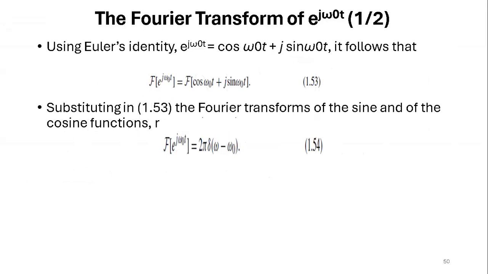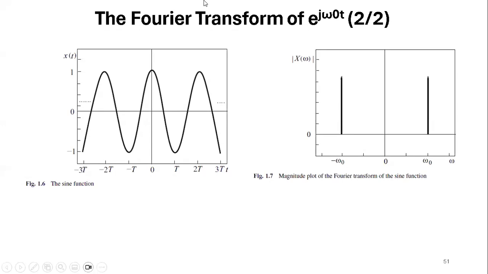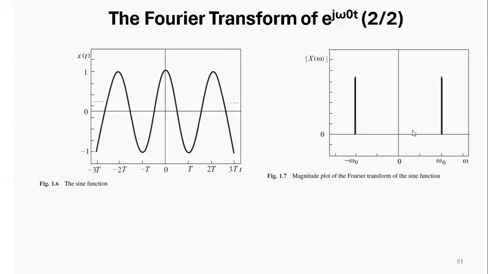We use the identity e to the j omega naught t is cos omega naught t plus j sin omega naught t. Substituting in equation 1.53, the Fourier transform of e to the j omega naught t is 2 pi times the impulse at omega minus omega naught. This is the complex sinusoid function, with frequency and magnitude given by the Fourier transform of the sine function.